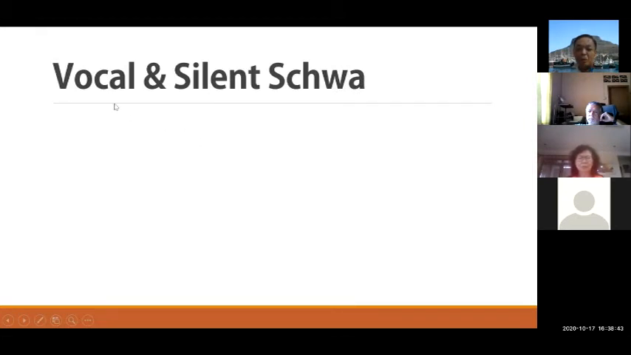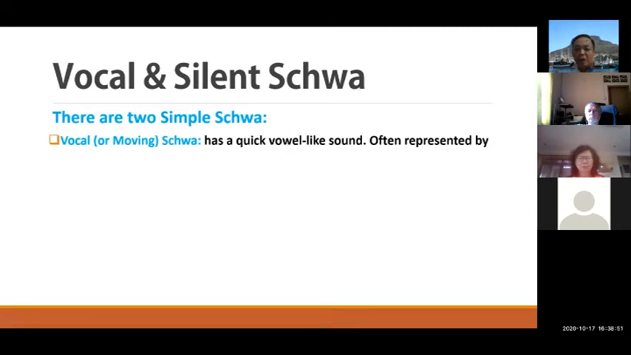Now, there are two kinds of simple schwa. One is a vocal and the other one is a silent schwa. Some books will call the vocal schwa a moving schwa. Why moving schwa? It has a very quick vowel-like sound. It is basically represented by the upside down E, like this. So this is the vocal schwa. For now you just remember vocal schwa. Don't worry about moving schwa, but just letting you know that some textbooks will say moving schwa, so don't be worried. It means vocal schwa.